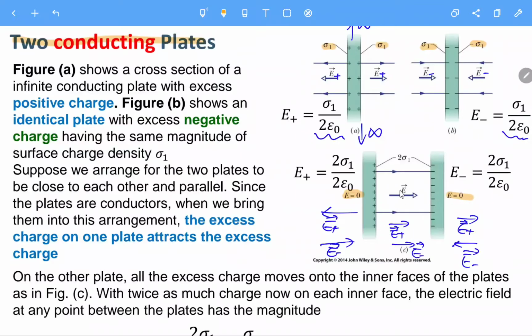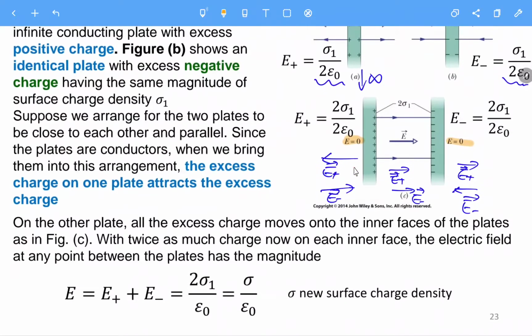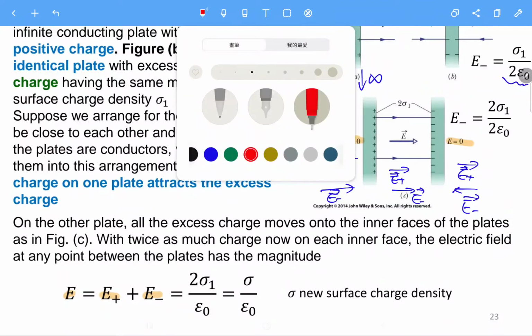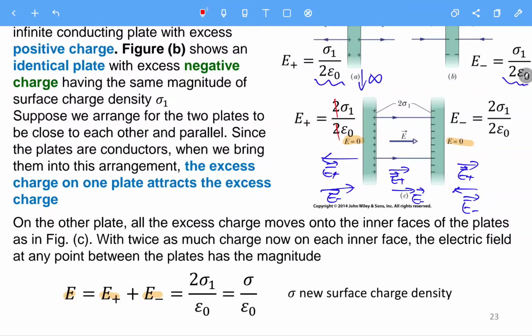So finally, E would be this one added with this one. So that E would be E plus E minus. So this one and this one cancel. This one and this one cancel. This one and this one cancel. So when we add them together, we have 2 sigma 1 over epsilon naught.